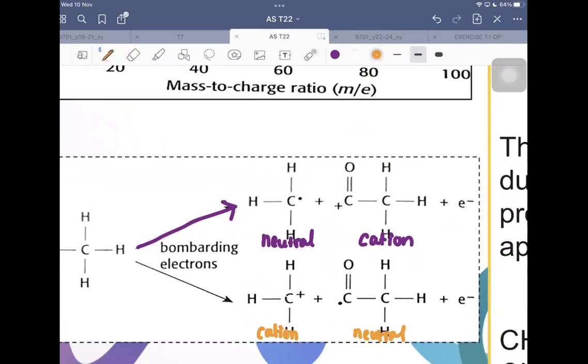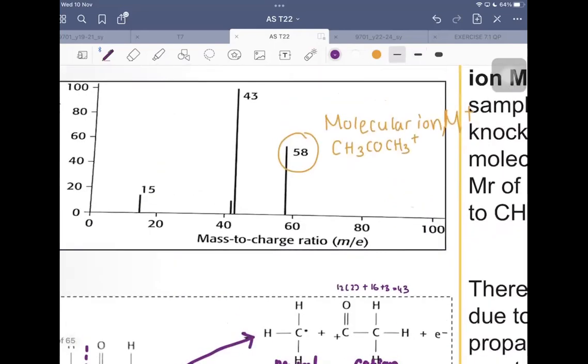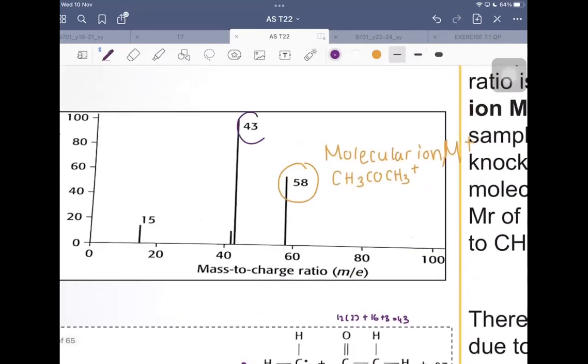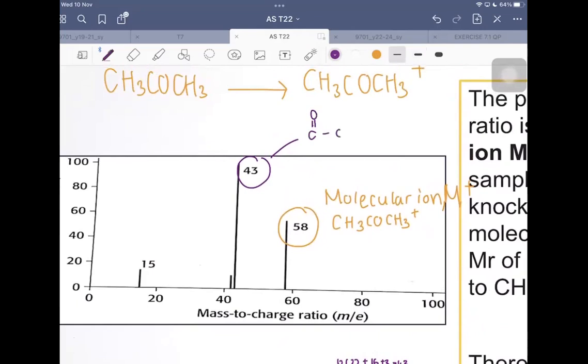How do I do that? I'll just show you quickly: 12 plus 2, since there are 2 carbons, plus 16 plus 3 is equal to 43. So that means you see the peak, the signal at 43. This signal is caused by the CH3CO plus. It doesn't matter where you put the plus sign, it's also fine.